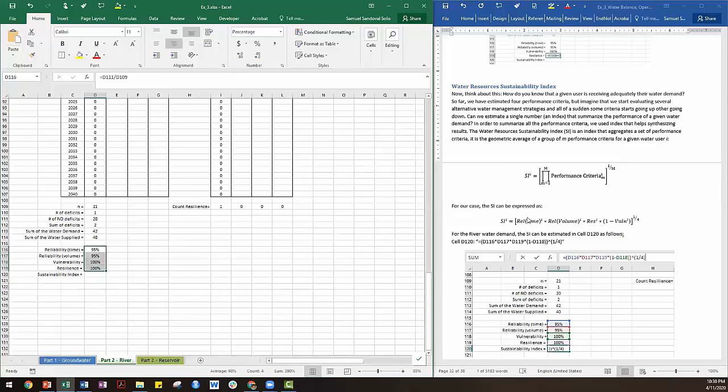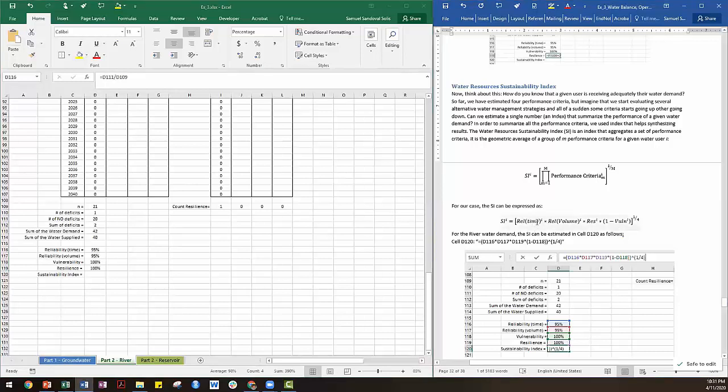Because there are four, basically you're going to be multiplying. So this is a geometric average. You don't add and divide by the number n. When it's a geometric average, you multiply all of them and then raise that product to the power of 1 over the number of elements. In this case, if we have 4 elements, 4 criteria, it will be 1 over 4, the 4th root. If they were 3, 1 over 3. If they were 2, to the half, and so on.